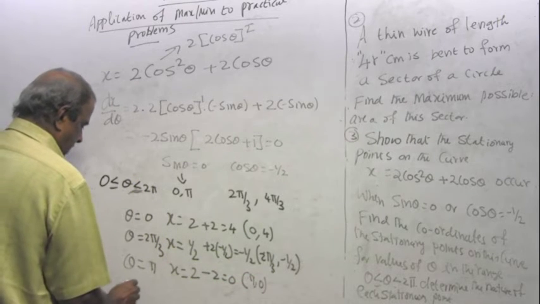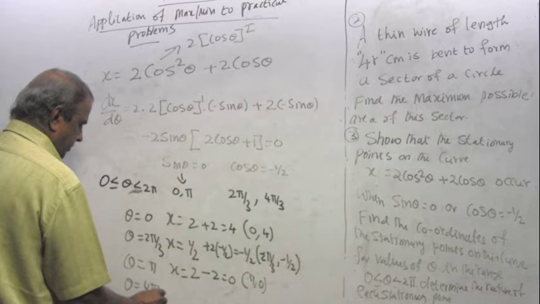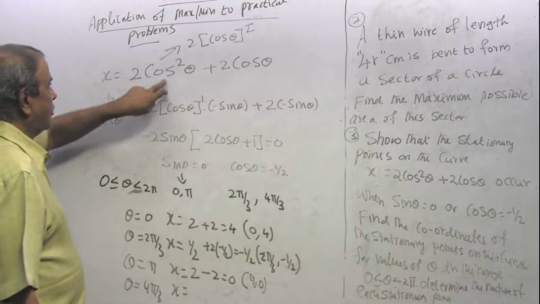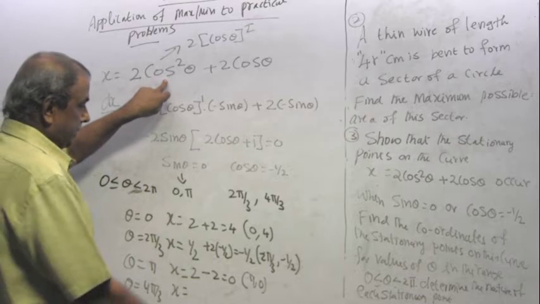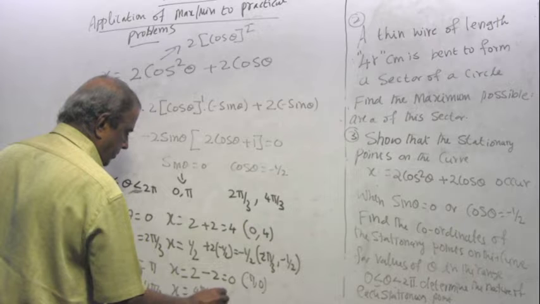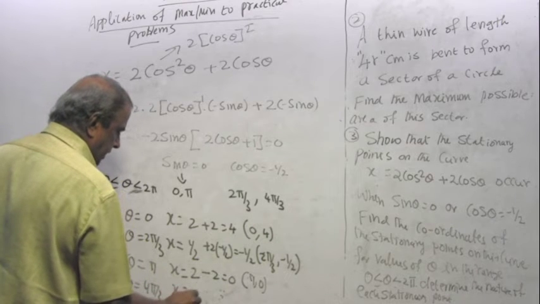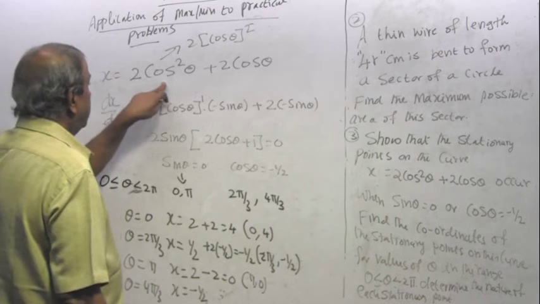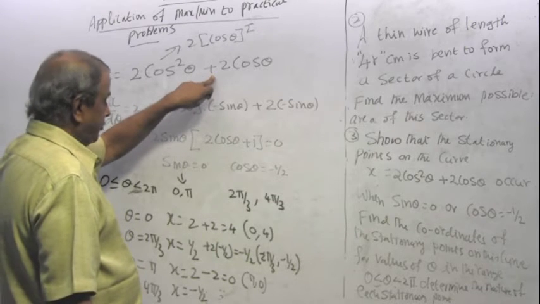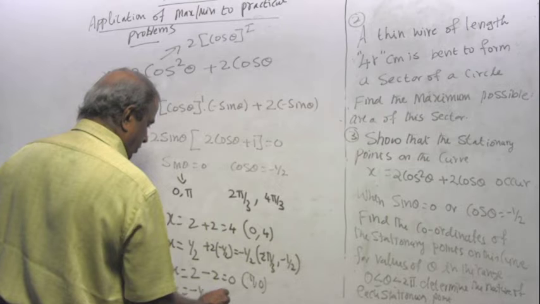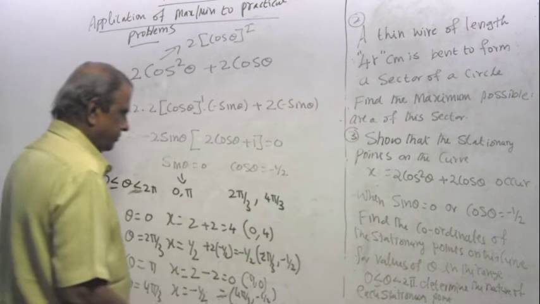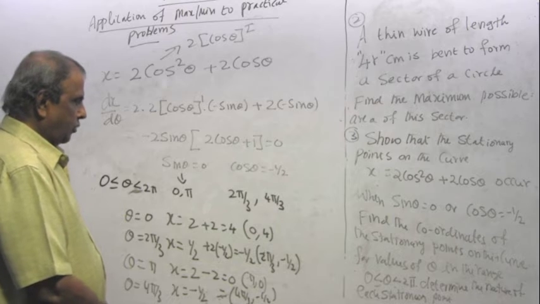And then you have theta equal to 4 pi by 3. X will be, of course, you can use your calculators, cos of 4 pi by 3 is minus half. So it will be the same answer, minus half. I just want to confirm. Minus half squared is quarter, 2 times quarter is half. Half minus 1 is minus half, yeah. So the fourth point is 4 pi by 3 and then minus half.